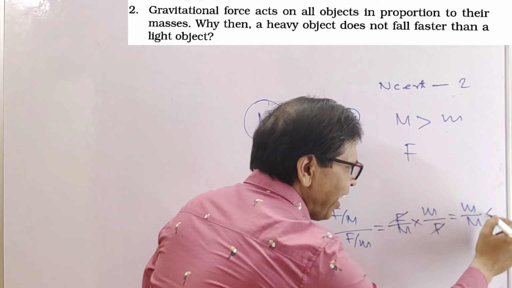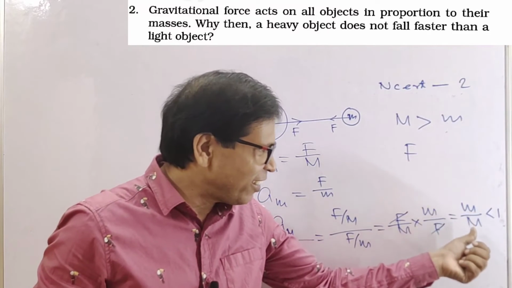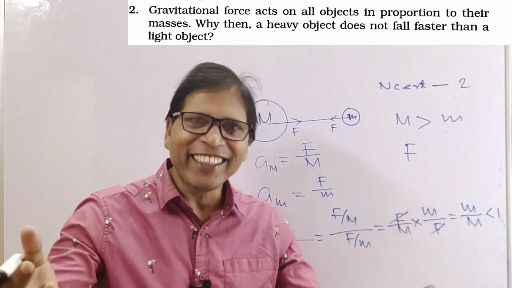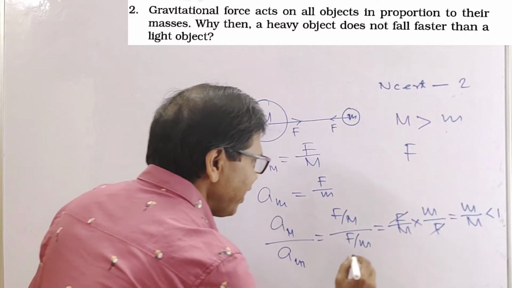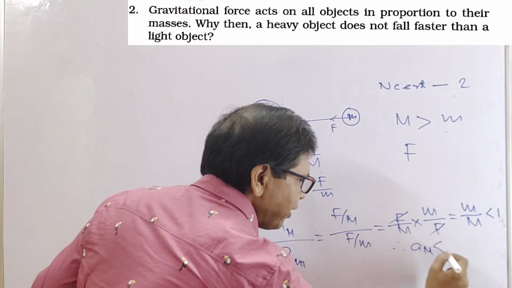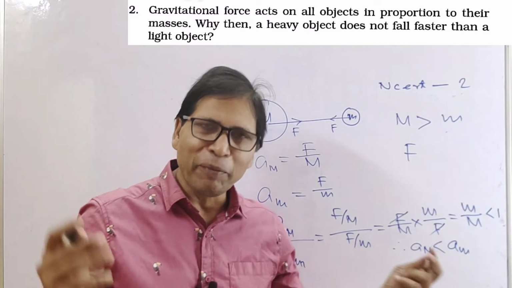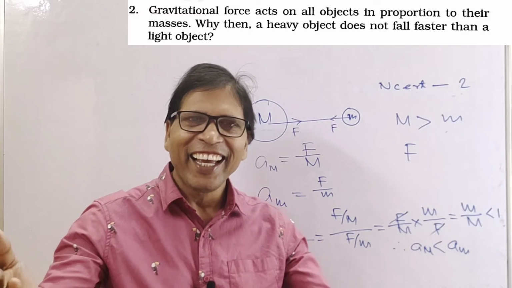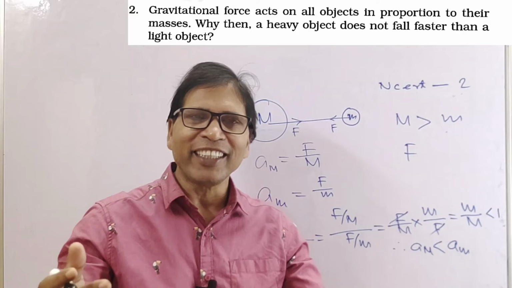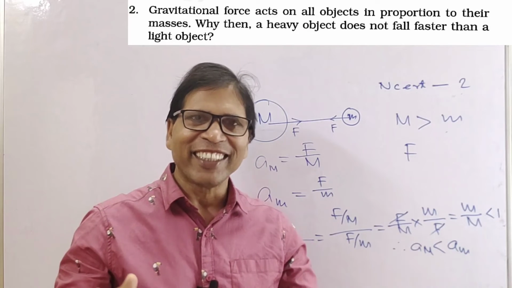This is less than 1. This is the small mass and this is the heavy mass, so the ratio between them is less than 1. So here A capital M is less than A small m. Therefore the acceleration of the heavy mass is less than the acceleration of the small mass. That is why the heavy mass does not fall faster than the light mass.